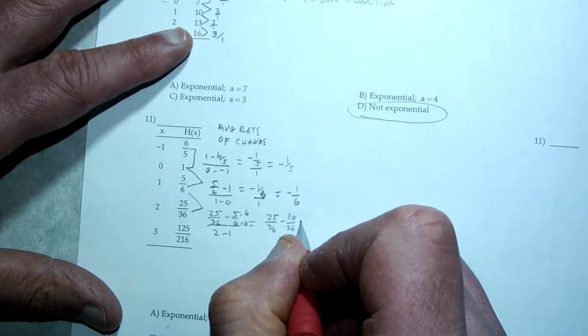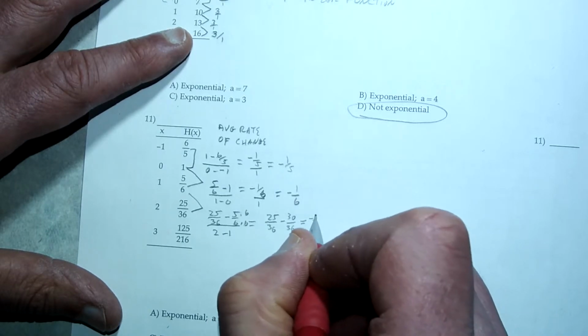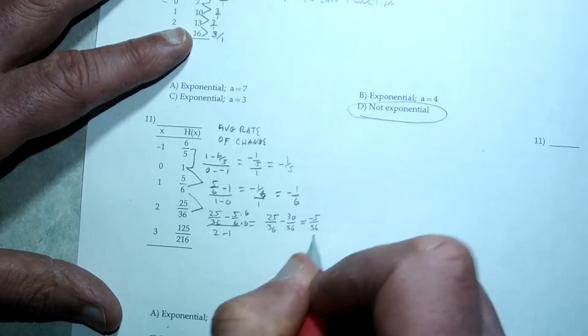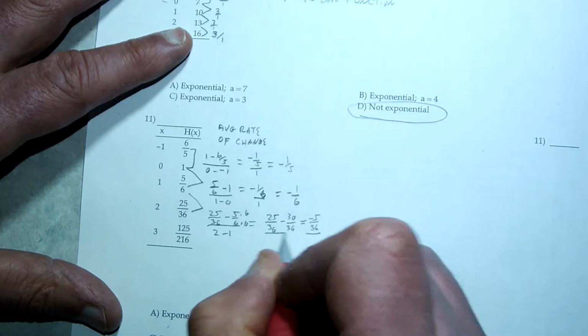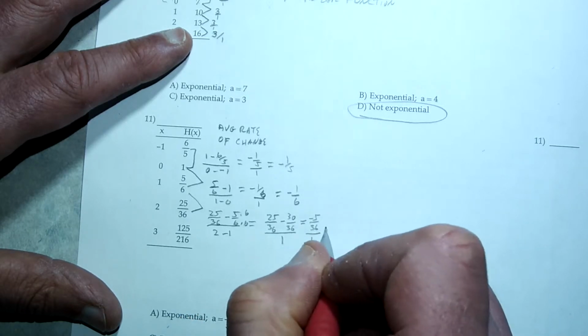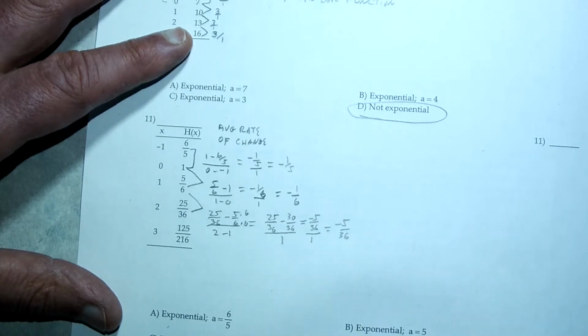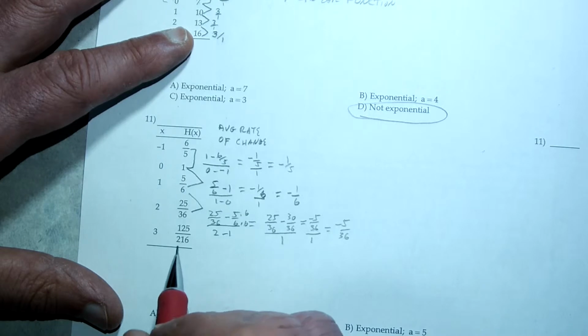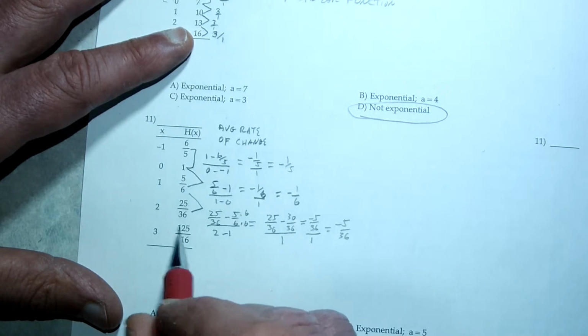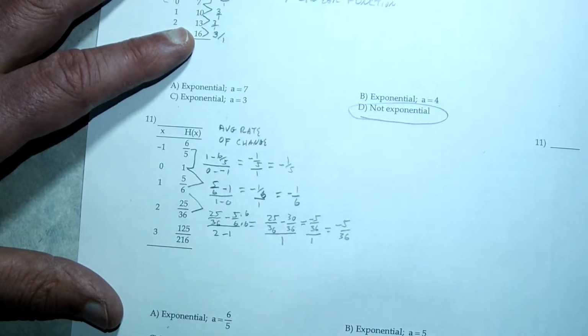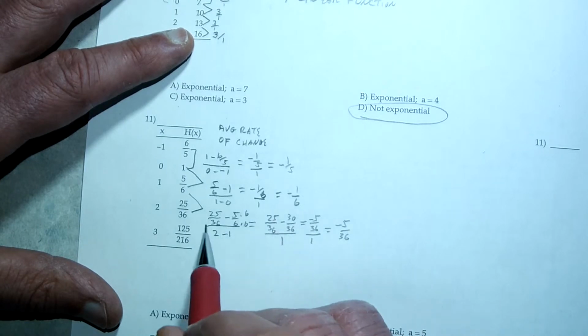And I would get now negative 5/36 over 1, which is just negative 5/36. Okay. Now I'll tell you what, I'm not going to go ahead and do the next one. This particular problem has lots of fractions in it. I think this would be enough.